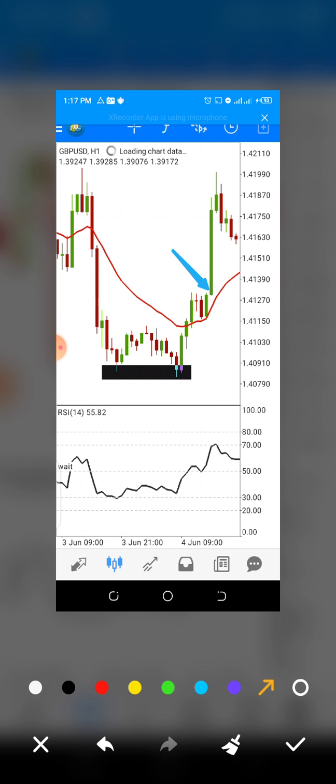Now, what is the strategy? You first of all wait for a structure to be broken like this. Whenever you see price under the moving average this way, you are looking out for sell opportunities. Whenever you see it above the moving average, you're looking out for buy opportunities.